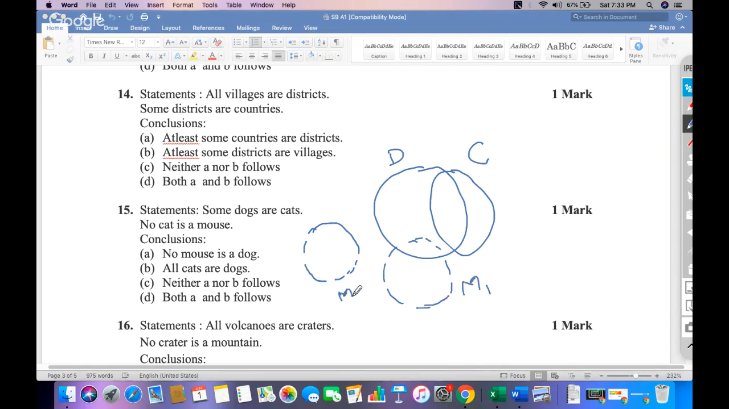M1, M2. No mouse is dog is wrong. In this condition, mouse is dog. All cats are dogs is anyway wrong. So option is C. 15 answer is C.